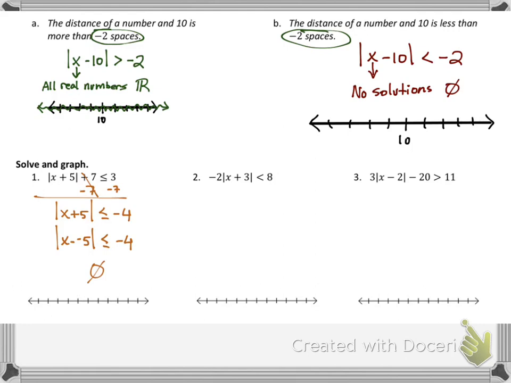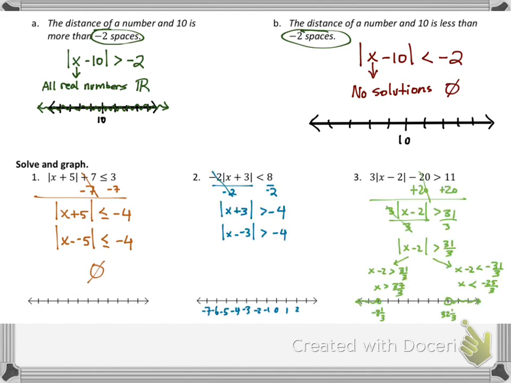Try numbers 2 and 3 on your own. Pause the video, and then I will show the solutions that I have, and I'll explain a little bit more if I need to. Here's the rest of numbers 2 and 3.